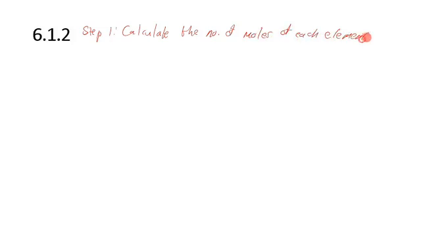Okay, 6.1.2. The first thing that we want to do, so step 1 in calculating empirical formula, is to calculate the number of moles of each element. So the first element is carbon. We go n is equal to m over big M. The second one is hydrogen. Again, n is equal to the mass over the molar mass. And lastly, we have oxygen. Number of moles is equal to mass over the molar mass.